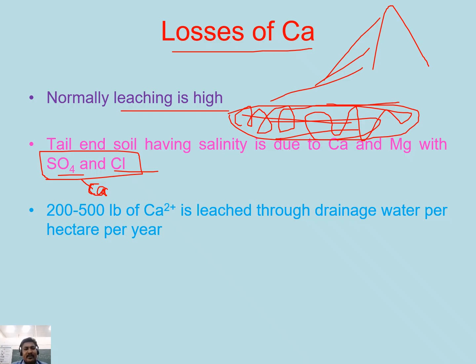So 200 to 500 pounds of calcium is leached through drainage water per hectare per year. Per hectare per year means nearly 100 to 250 kg. So 250 kg of calcium and magnesium is leached every year per hectare alone.